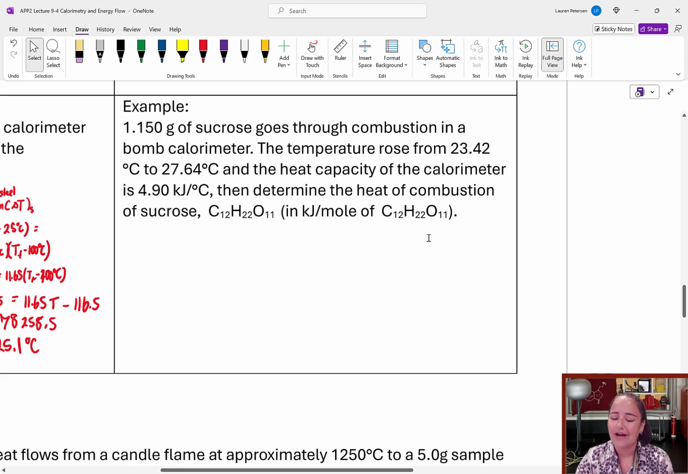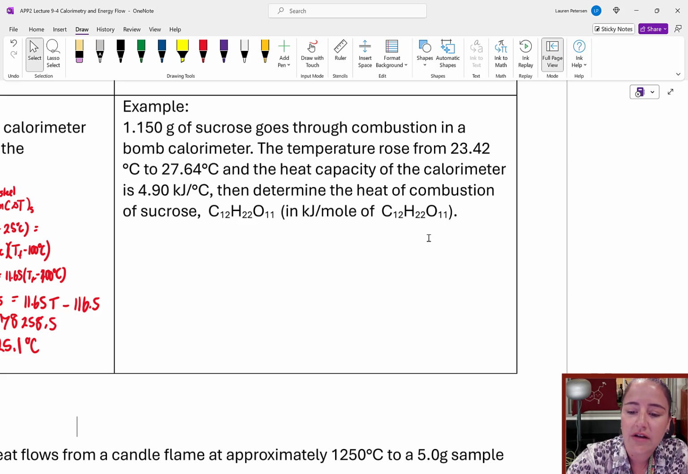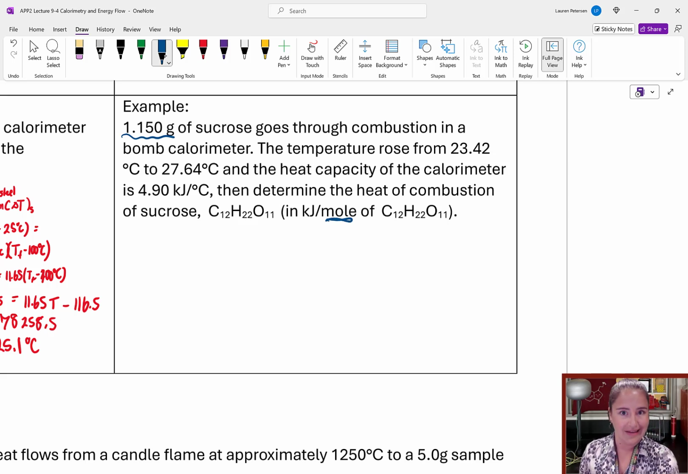Now, mole isn't something that we work with too often in physics class. I do think it is pretty unlikely that you're going to see this on the AP Physics 2 exam, but I wanted to do a quick chemistry review of what the concept of a mole is.